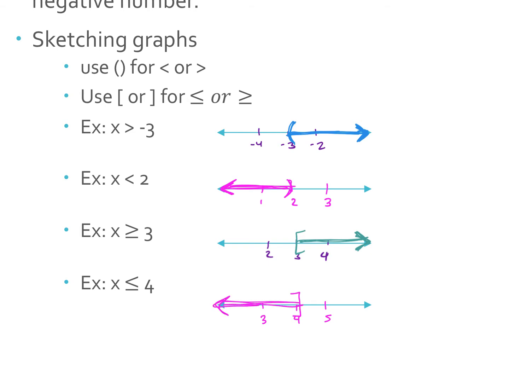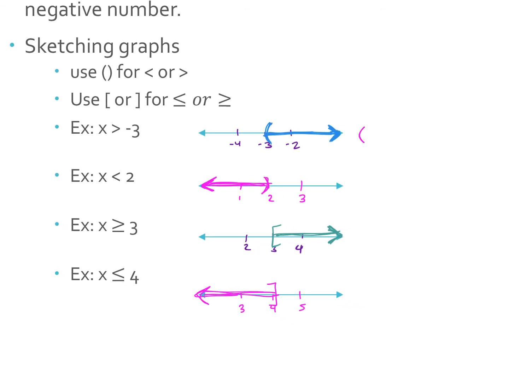Now, if it asks for the solution written in interval notation, this is -3 to positive infinity, -infinity to positive 2, bracket on the 3 pointing towards positive infinity, and -infinity to 4 with a bracket on the 4. So 3 parts to that solution. The first is your inequality statement, the second is the graph, and the third is the interval notation.